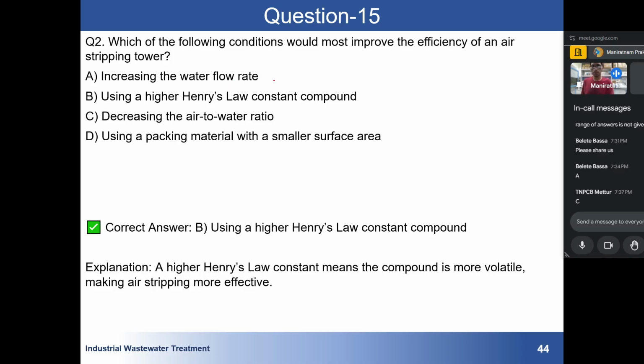Increasing water flow cannot increase the efficiency. Increasing air obviously decreases it. If you decrease the air to water ratio, that will also not work. A packing material with a smaller surface area will not work; we have to use a packing material of higher surface area. But if you use a compound with a high Henry's law constant, then obviously it can be easily stripped away and we can increase the efficiency.